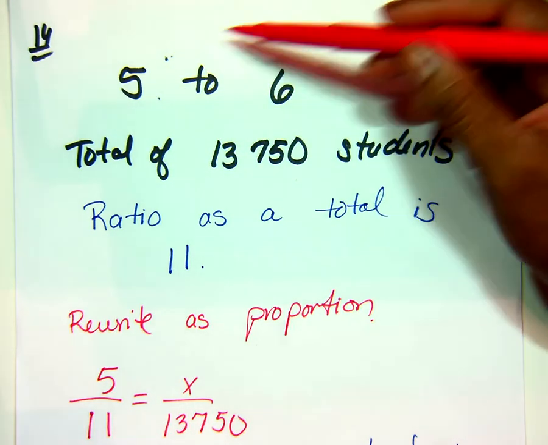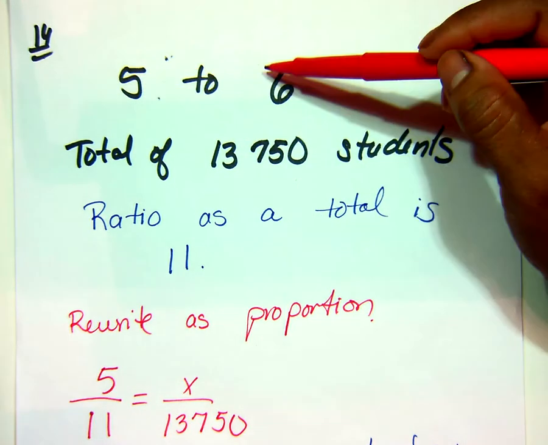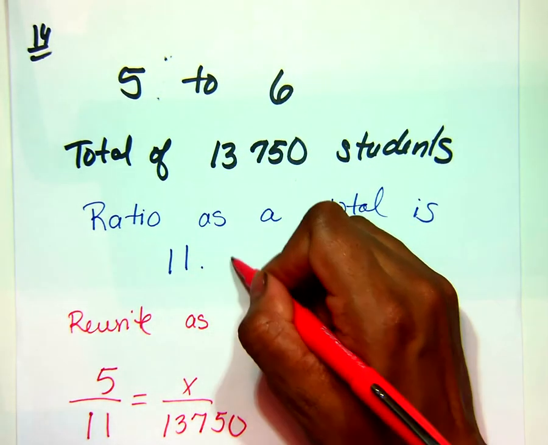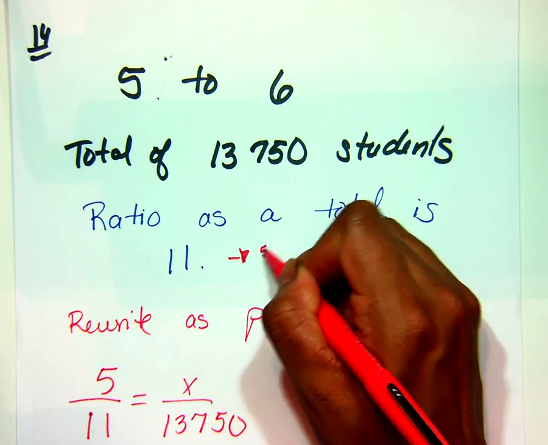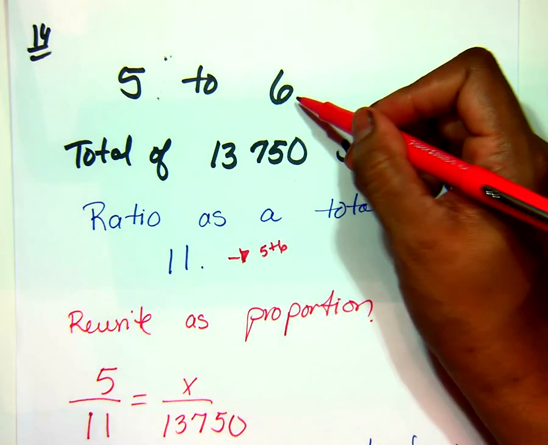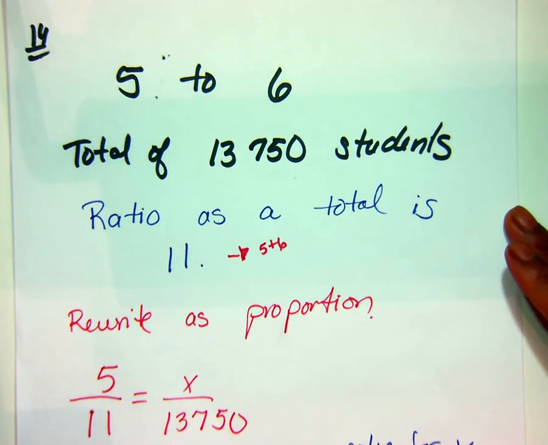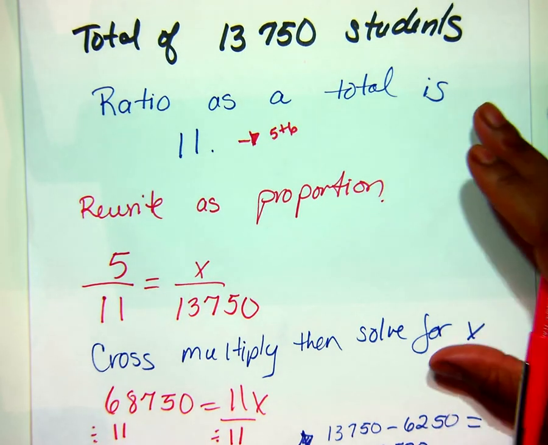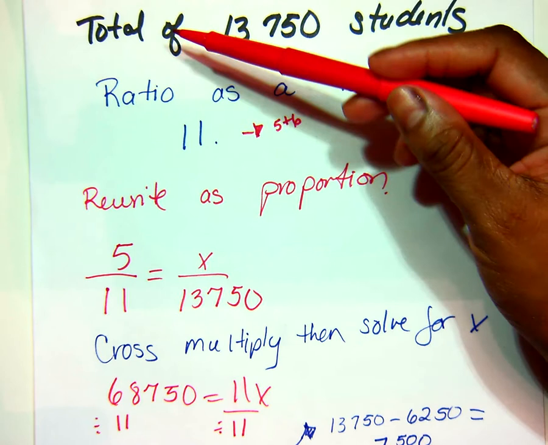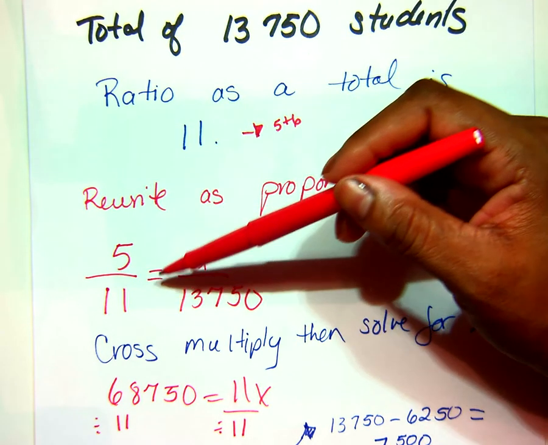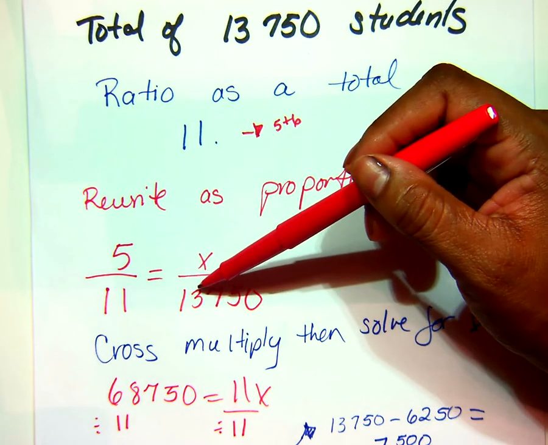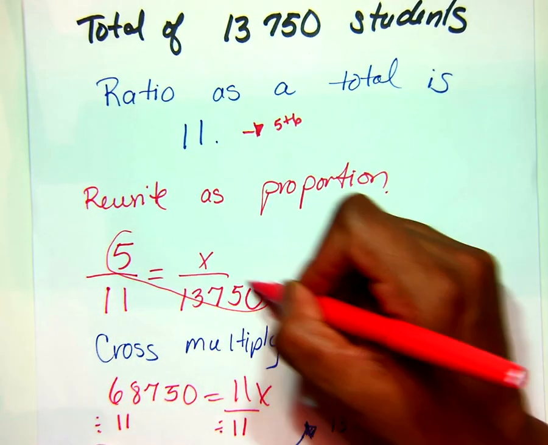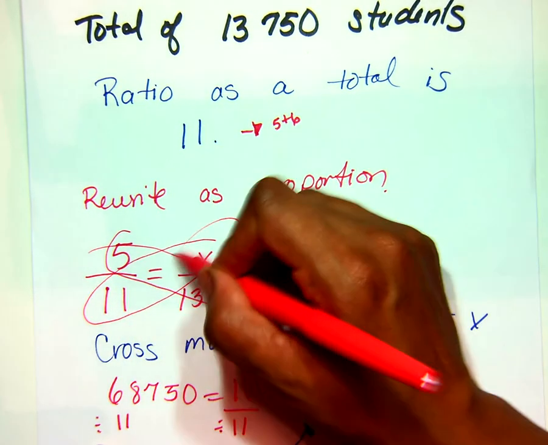Well, I'm going to look at it a different way. If I got the ratio already, the ratio as a total would be 11. And where did I get that from? That would be that 5 plus 6, which came from over here. Now I'm going to rewrite it as a proportion, because it's asking for how many males. So you're going to have 5 over 11 equals x over 13,750. You're going to cross multiply right here.